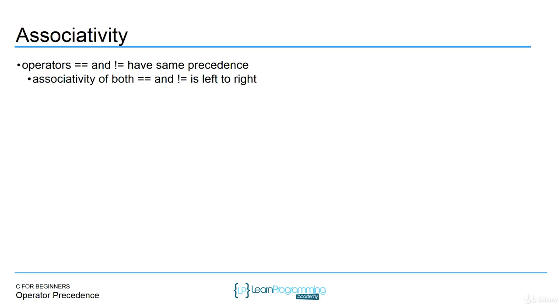Right? And it matters, because you're doing a Boolean expression. This is a Boolean expression here, so it's got to return a true or false. So what you would do here is apply associativity. The associativity of both the equals and the not equals is left to right. So you're going to first do 1 equals 2. That's going to be false.